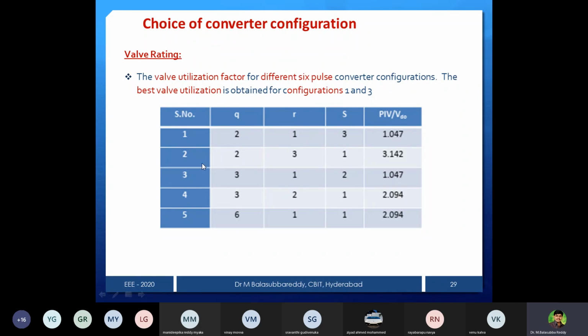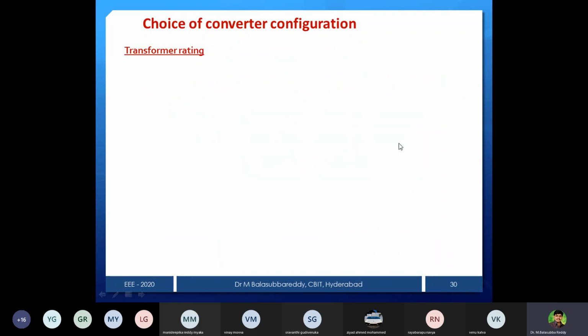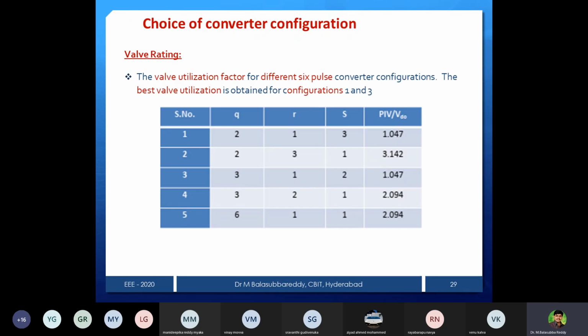Yes, it's in series, and like that, if you change this configuration, QRS is equal to P, then the transformer utilization factor, that is the valve utilization factor, VUF, peak inverse voltage divided by average, you will get it. These are the values. From this it is very easy to observe that valves 1 and 3 are better, because this is PIV by VD. It is not the actual rating, it is a utilization factor.